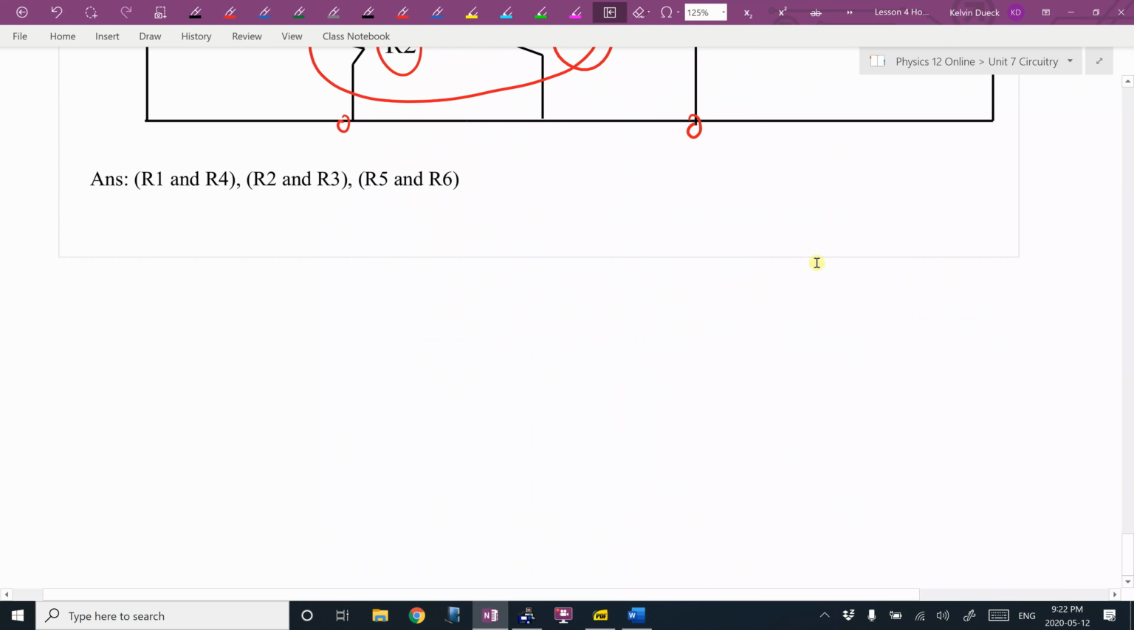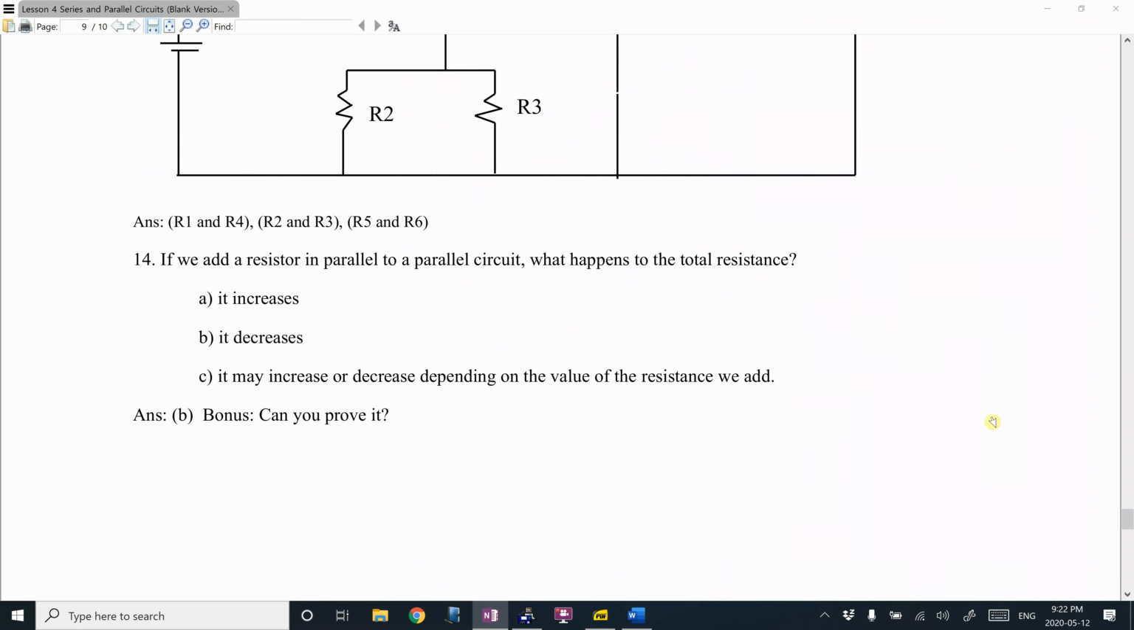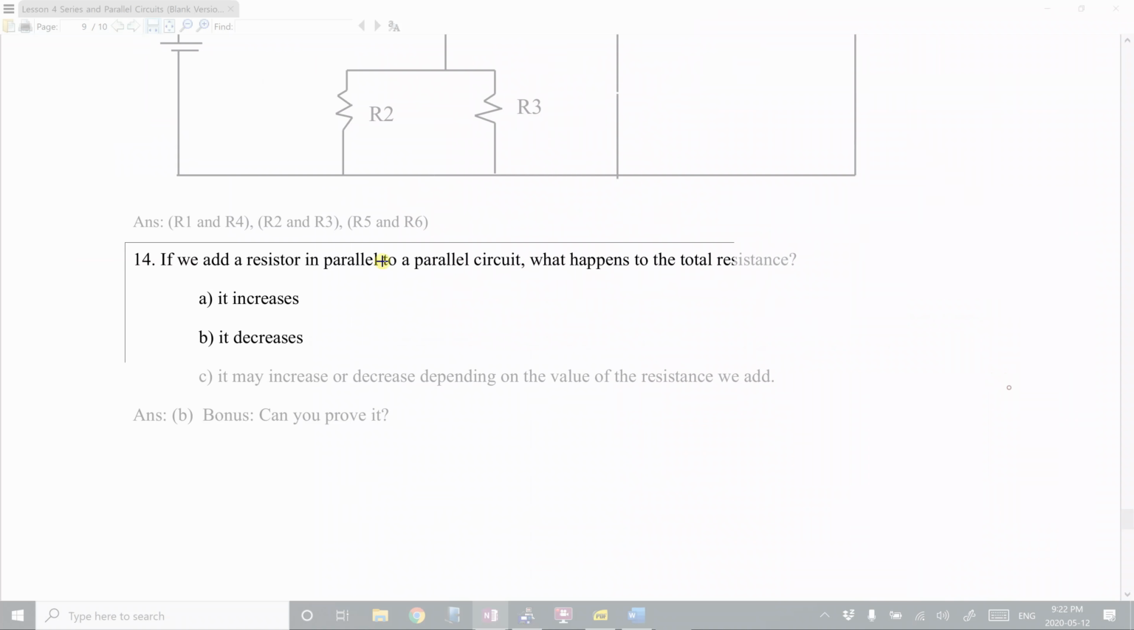Number 14. What happened to number 12 and 13? I skipped them because I'm so nice.